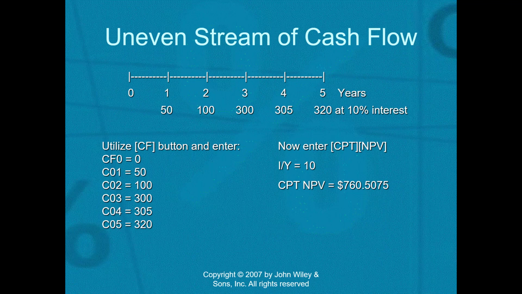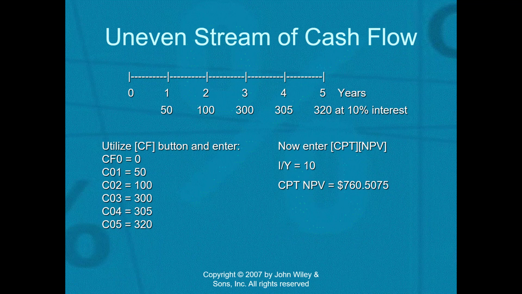So here is how we're going to do that. This is called an uneven stream of cash flow. So we're going to introduce a new key on our app right now. Right next to that orange second key, if you look, there's one that says CF. So you hit that CF key, and it brings up, if you look on the left side of your screen now, the same thing that you see there, the CF0, which equals 0 in this case.